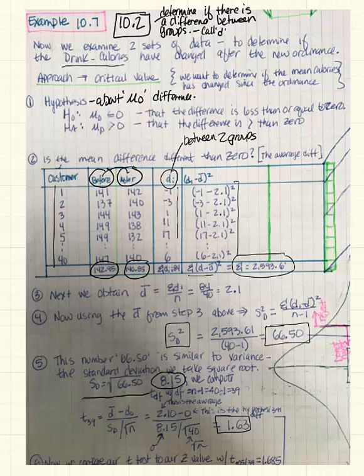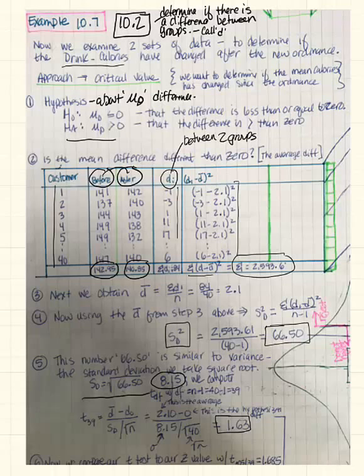So what we want to do is determine if there is a significant enough difference between those two groups that we can actually say, yes, absolutely, there's a difference in calorie consumption. So we do that through this thing called a t-test. And so the first thing we're going to do is talk about the hypothesis. You have to understand that we are hypothesizing about the difference, D.